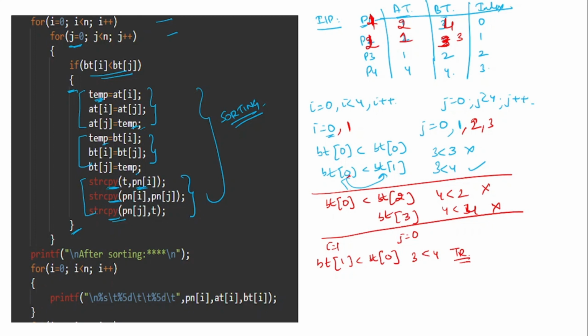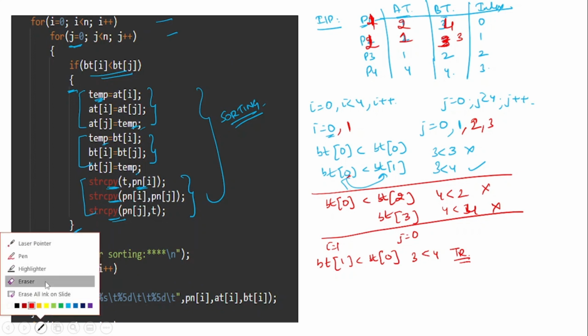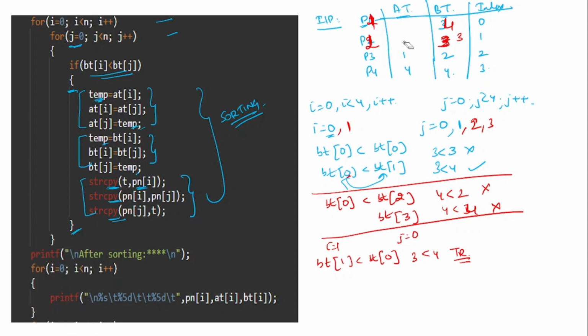Okay, let me just erase it and write it correctly. So this would be P1, this would be P2, and this would be 1, this would be 3, this would be 2, this would be 4. So this is the revised table here.